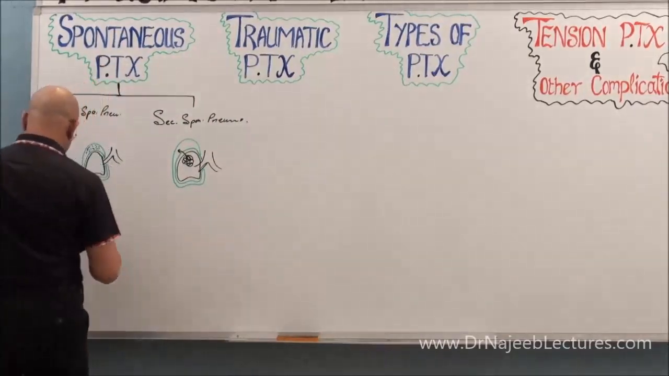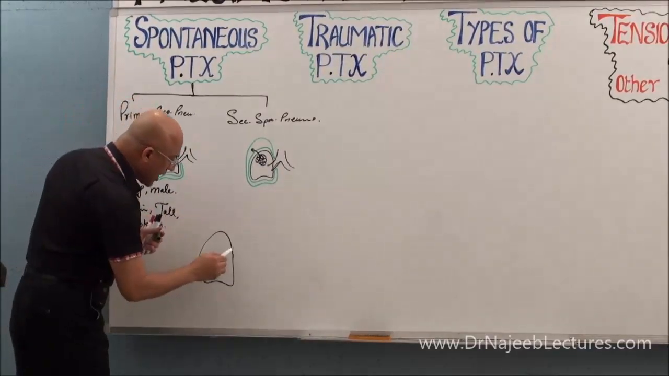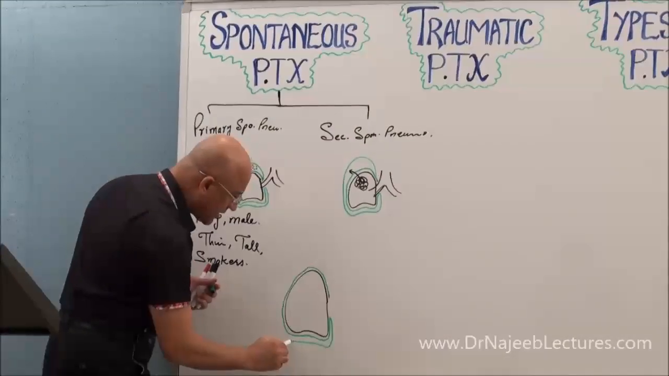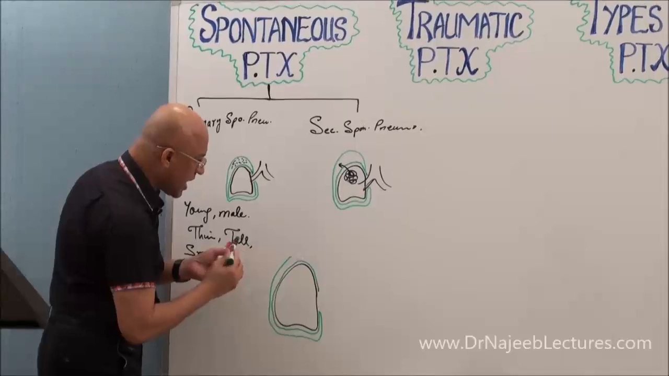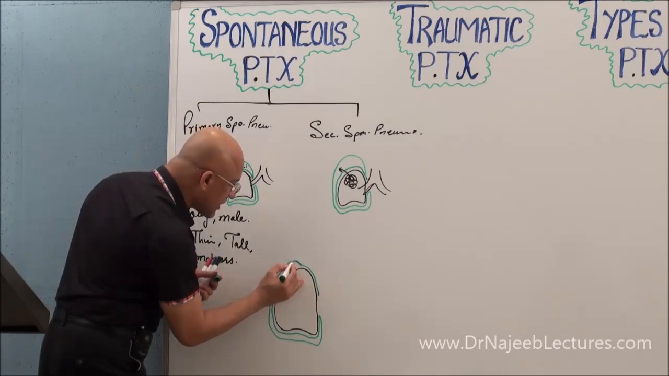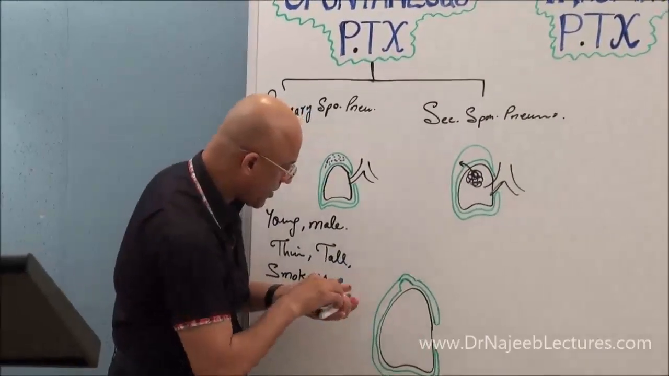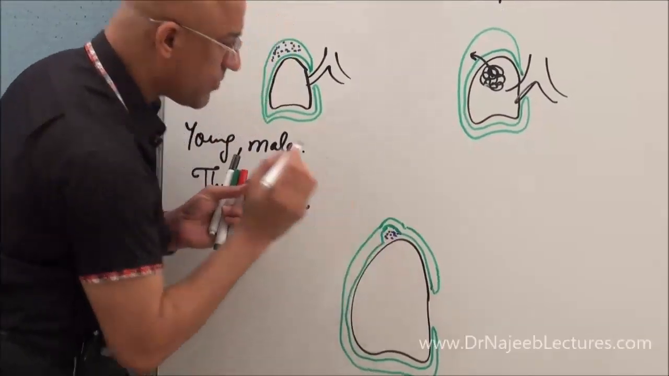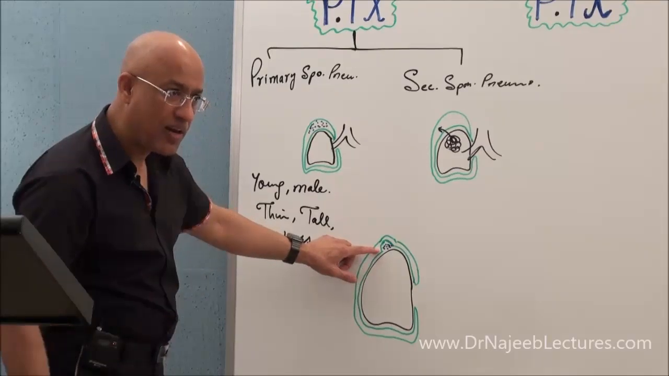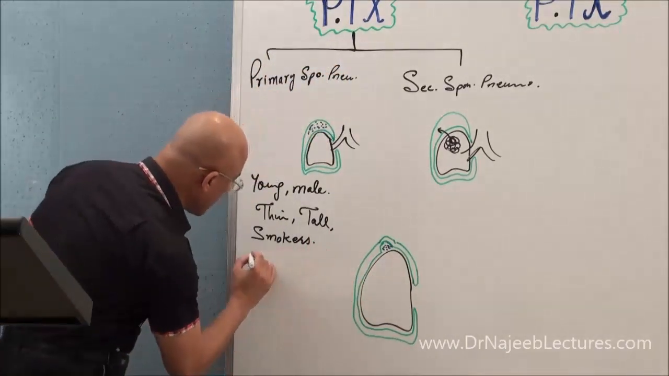Actually, in some young people, the pleura, this is which layer of pleura? Visceral layer, right? And here is the parietal layer. Sometimes what happens, there is air present just under the visceral pleura. This is a subpleural air bubble. We call it a bleb. A pulmonary bleb.